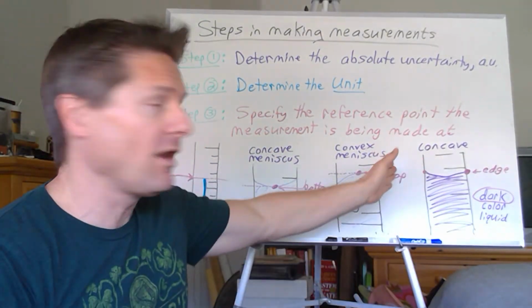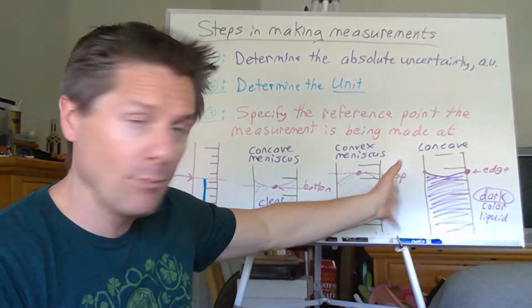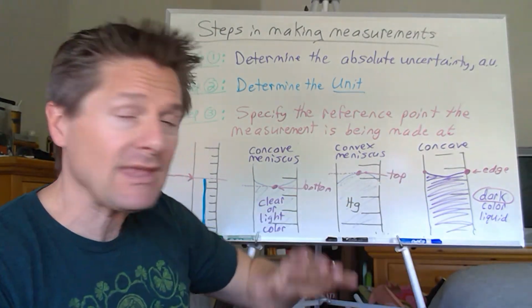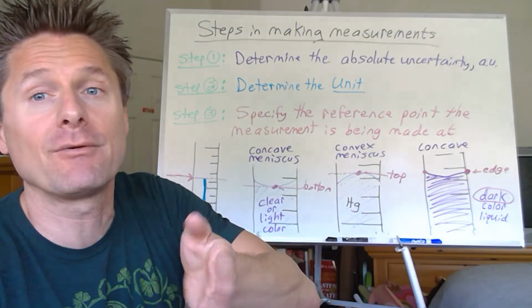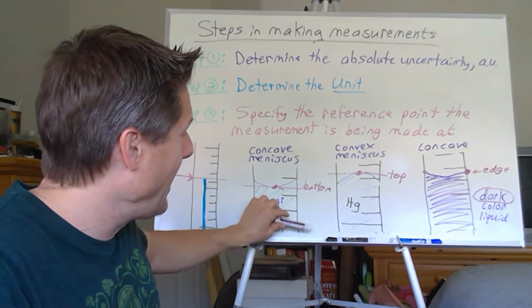Don't do one on the left and then one on the right. Do them all on the left or all on the right. And if you're reading and trying to compare with someone else, ask them, did you read from the left side or the right side, if you want to be as close as possible.